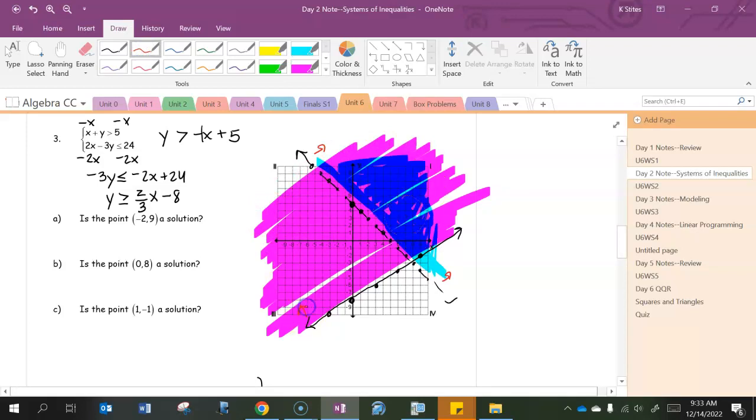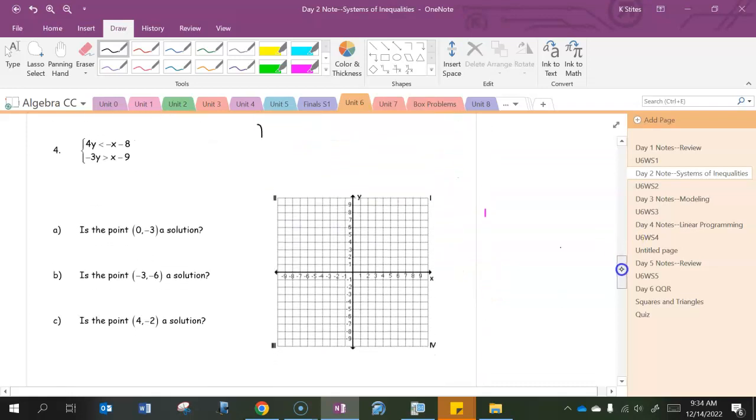If you wanted to use your arrow method, you can see your arrows are kind of coming together right up here. Okay, -2, 9. Yeah, that's in the blue, so that's a yes. 0, 8. Yep, also in the blue. 1, -1. No, it's got to be in the double shaded in order to be a solution. Okay, all right, so there you go. Let's try another one.